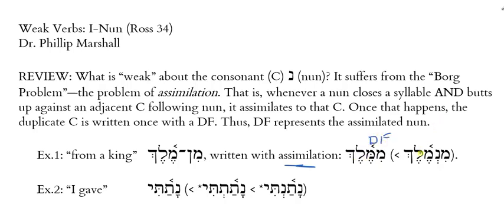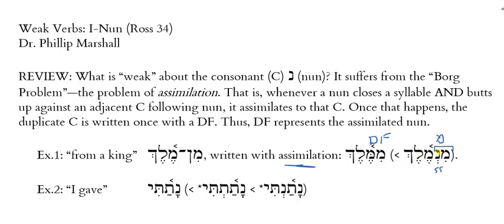What does that represent? It represents min melech, where the noon is in closing position with the mem, min. That's why there is a silent shewa here in my theoretical reconstruction. And then it's butting up against another consonant that follows it, the mem. So min melech yields mimmelech, because this noon assimilates and becomes another mem, and then the two mems together are written once with a dagesh forte.